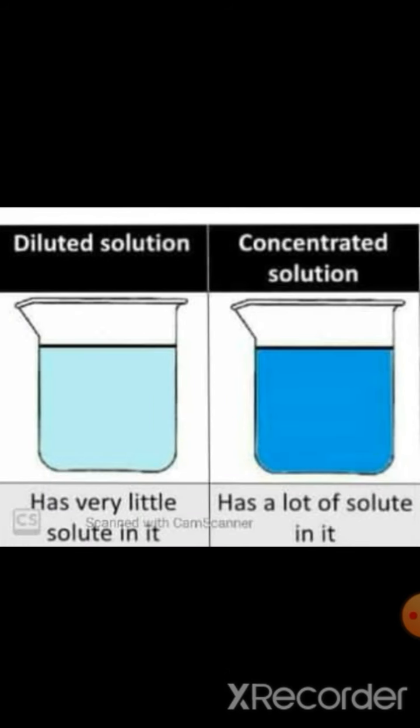So the solution in beaker A is known as a dilute solution. It has a very little amount of solute in it, and that in the beaker B is known as concentrated solution, and it has more of solute in it. A dilute solution is one in which the amount of solute dissolved in it is less, whereas the concentrated solution will have more amount of solute dissolved in it.